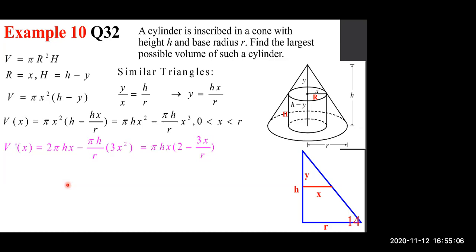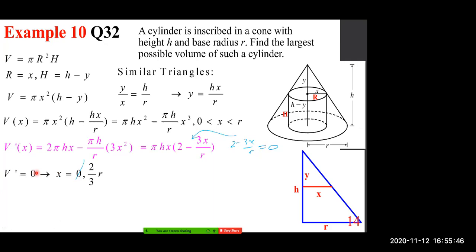Well, when we set this equal to 0, what happens? Either x is 0 or the parenthesis is 0. x can't be 0. That's out. And when you set the other factor equal to 0, 2 minus 3x over r equals 0, it gives you x equals 2/3 r. And so the only acceptable answer is 2/3 r.